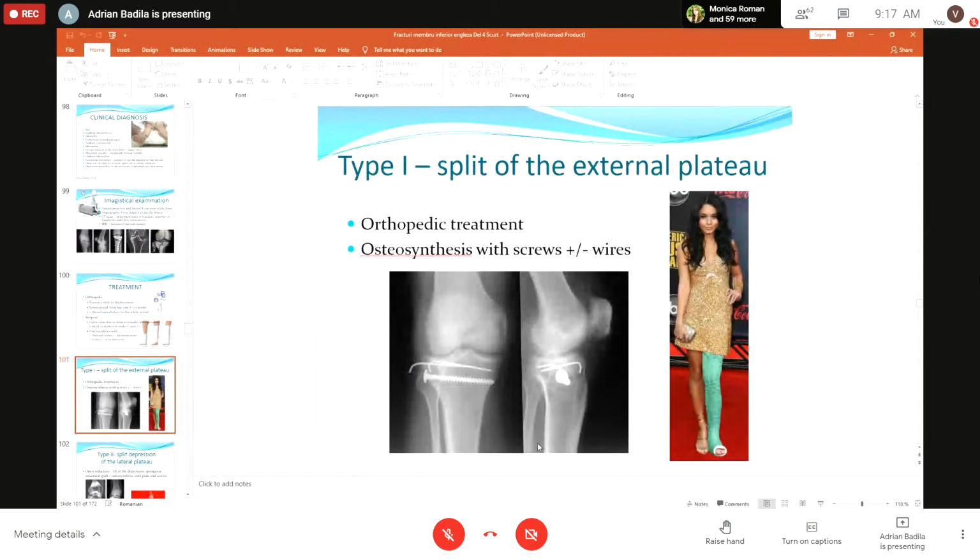Example for each type of fracture in the Schatzker classification. As we already saw, the type 1 fracture is a split fracture of the external plateau. In fractures without displacement, the orthopedic treatment will be indicated. Immobilization in this kind of long leg cast. If the fracture is displaced, we will perform reduction and osteosynthesis with screws. This is the screw. And in this case, we have also two Kirchner wires.